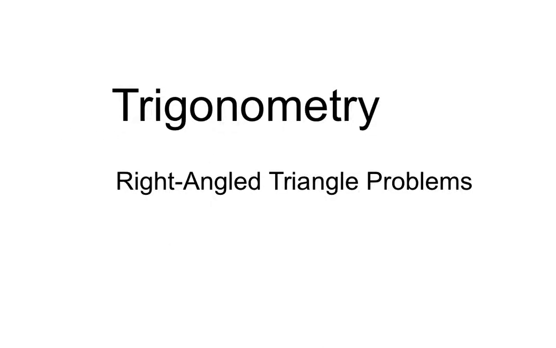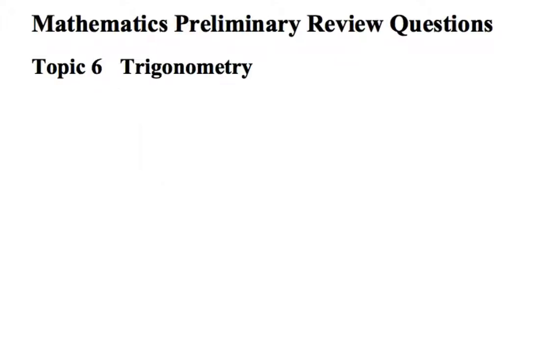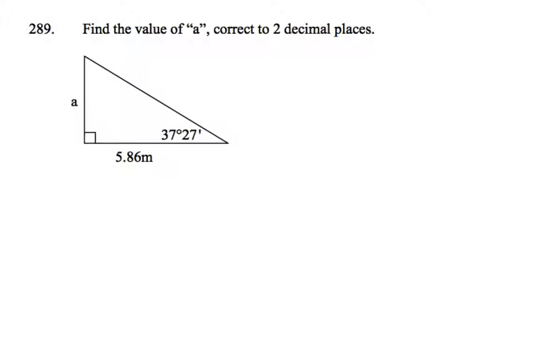Welcome back to a trigonometry revision video, this time having a look at right angle triangle problems. Find the value of A corrected to 2 decimal places here. So we've got an angle 37 degrees 27 minutes and a side there.